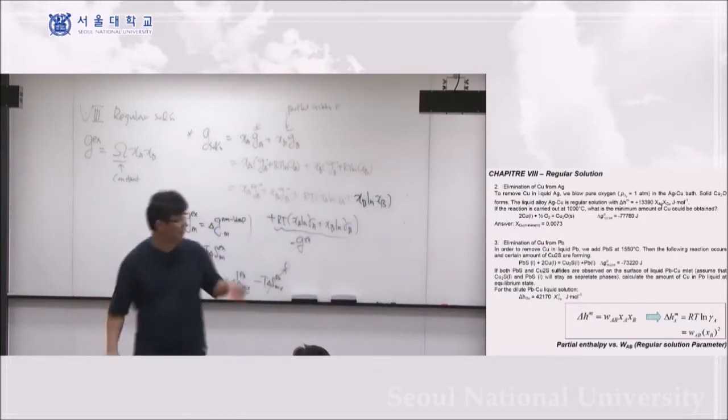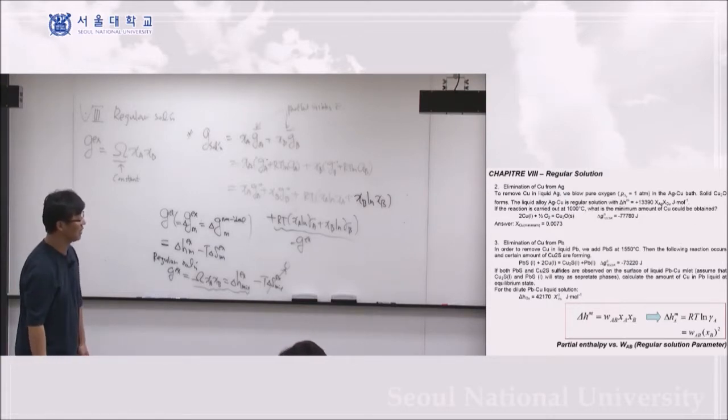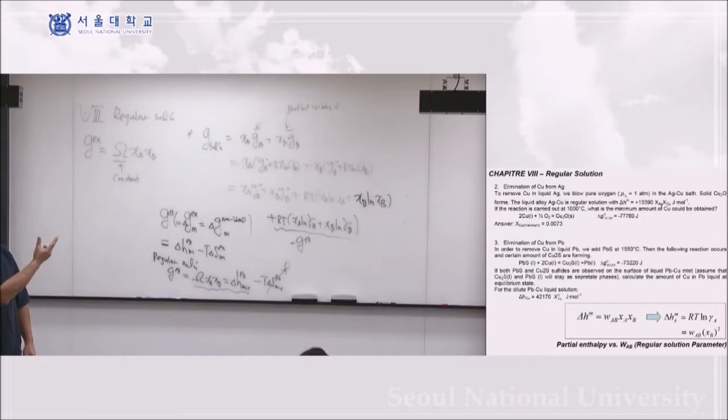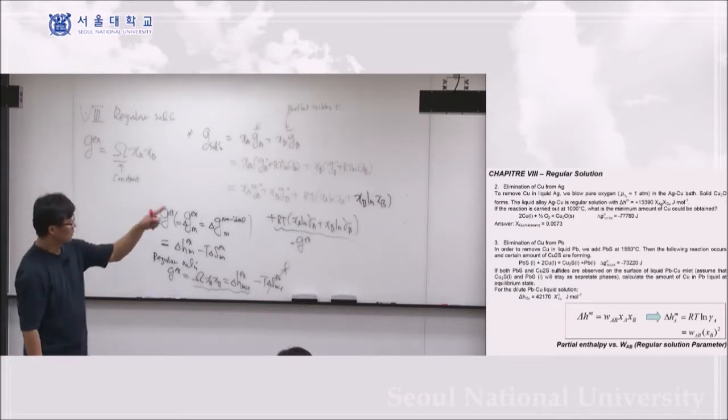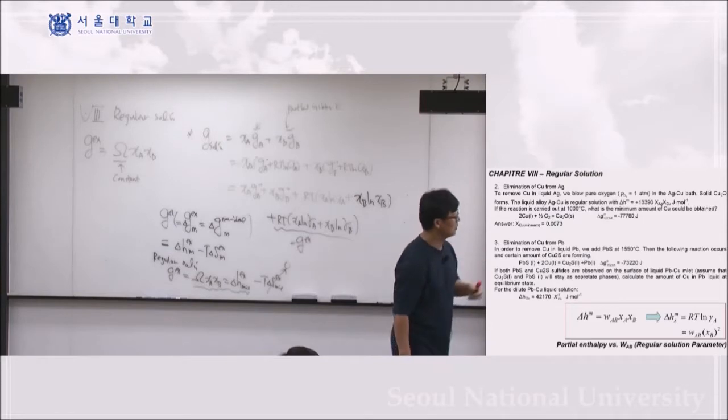So, if you know this background, let's look at that question again. We say that AgCu is a regular solution, and delta H of mixing, the M is on top or at the bottom depending on the notation, M or MIX or solution, whatever it is, equals 13390 XAg XCu. So this means the omega term, the regular solution parameter, is 13390 joule per mole. And if the reaction is carried out at 1000 degrees Celsius, what is the minimum amount of copper that could be obtained from here?